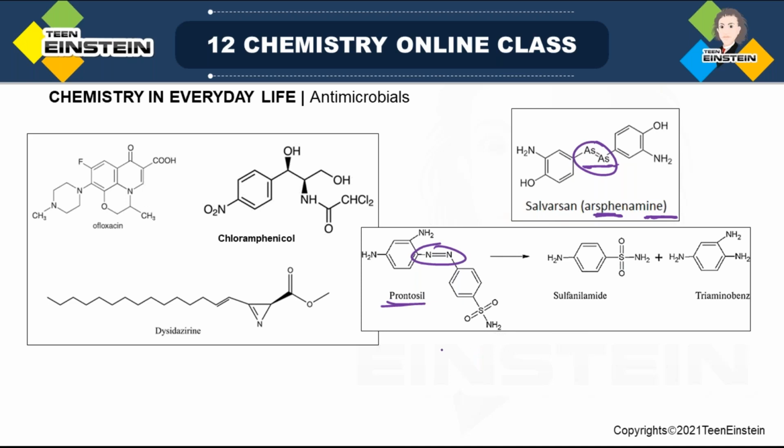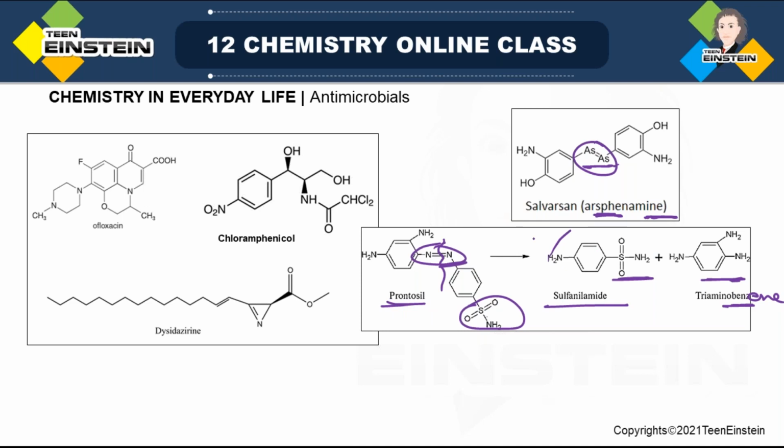But this is not the active ingredient, because when it is present inside the body in vivo, what happens? This linkage is broken. So from the left hand side, you will find triaminobenzene, and from the right hand side, you will find a benzene ring, one side SO2NH2, another side NH2. Okay, so this is sulfanilamide, the actual active agent which is responsible for antibiotic activity. Fine. So in vivo, this N=N double bond will be broken and the active ingredient will be sulfanilamide.